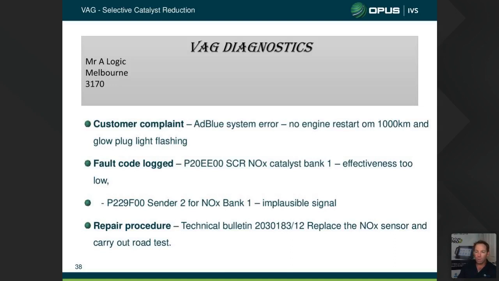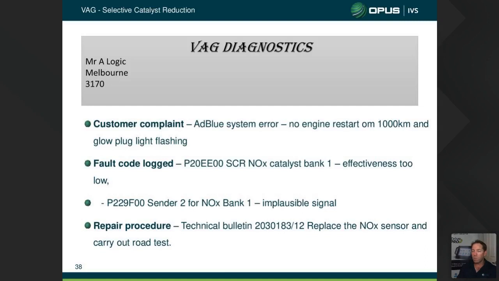Now there's a tech bulletin on these. I have seen this code. It's basically logging an implausible signal, or an incorrect signal, because the NOx sensor has failed. No different to when an O2 sensor fails and we start logging lean codes, or when a CAT converter fails and we log a P0430, P0420. There's an issue there. On this particular one, it's the NOx sensor that's failed. It's just sending the wrong signal back.